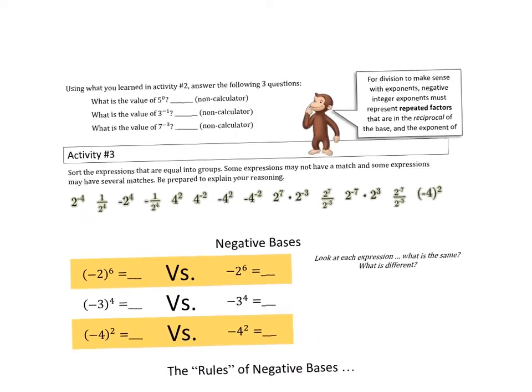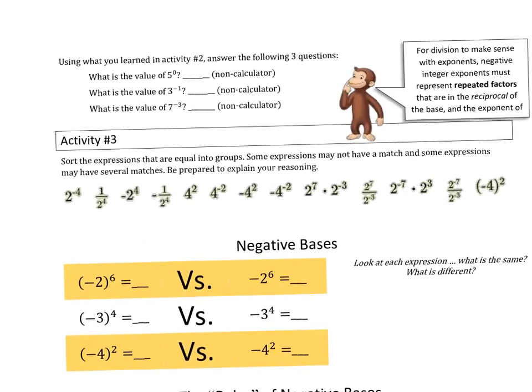Okay, so using what you learned in Activity 2, answer the following 3 questions. What is the value of 5 to the 0? It is just 1. What is the value of 3 to the negative first? One more time. 1 over 3 to the positive first, or you can just write 1 over 3. What is the value of 7 to the negative third? That's 1 over 7 to the third. Or you could have written 1 over 343.